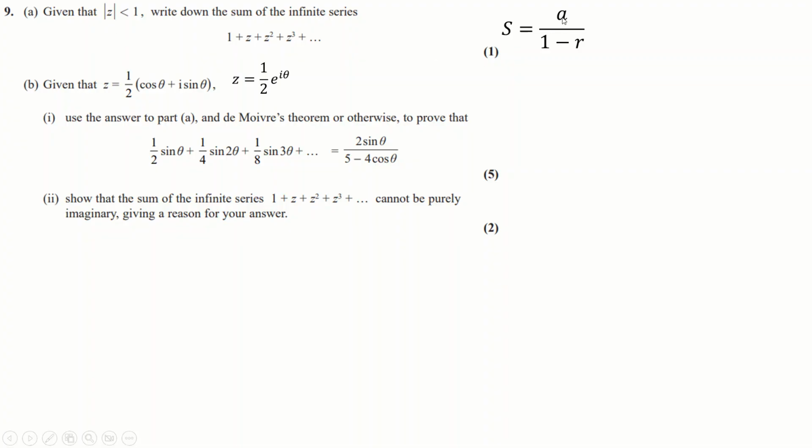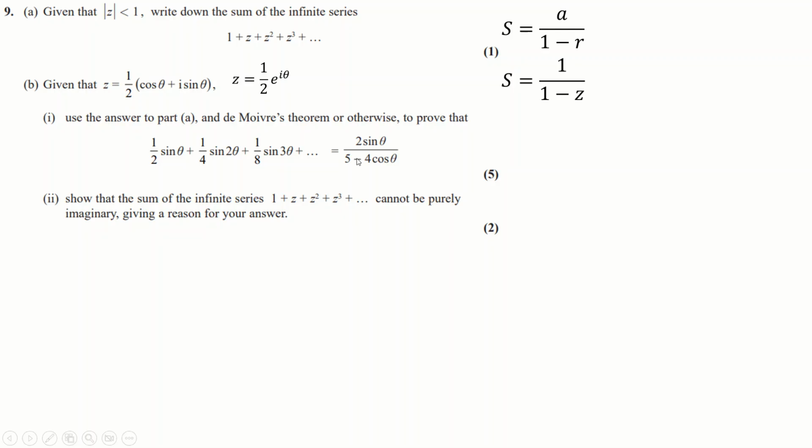R is z, a is 1, so we just end up with this. And that'll be our mark. S, I've just called this sum, so S is the sum, given z is actually this. I've written this as this because I was thinking about using it, but I don't think I'm actually going to. Use the answer to part A and De Moivre's theorem to prove this thing here.